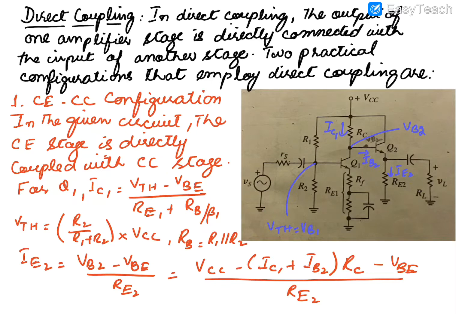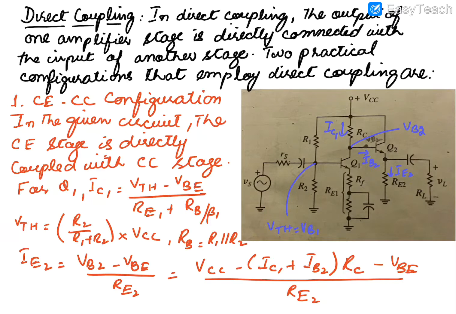In this case, as you can see, the collector of Q1 is directly connected with the base of Q2. So for Q1, IC1 will be equal to V Thevenin minus VBE divided by RE1 plus RB over beta1. V Thevenin is R2 over R1 plus R2 into VCC. RB, as you know, is the parallel combination of R1 and R2. V Thevenin we measure here is equal to VB1.